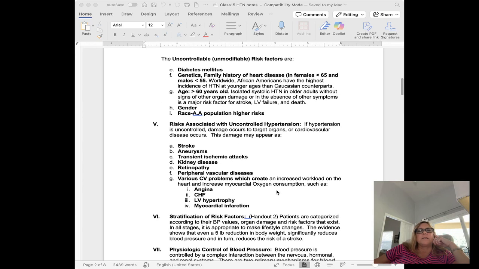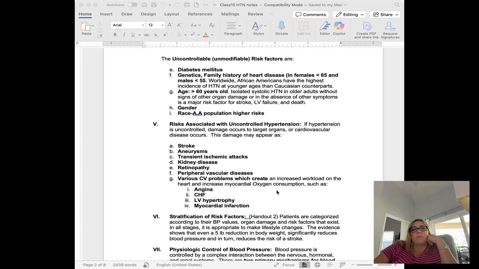So, what are the risks that I always talk about with target organ damage? This is with patients, not your patient that comes in, they're borderline, we manage them, they do lifestyle modifications, and then they go ahead and they go on a medication, and we're finding them to be relatively controlled. These are the patients that are uncontrolled. So, if hypertension is uncontrolled, damage will occur to target organs. So, this is your TOD, target organ damage.